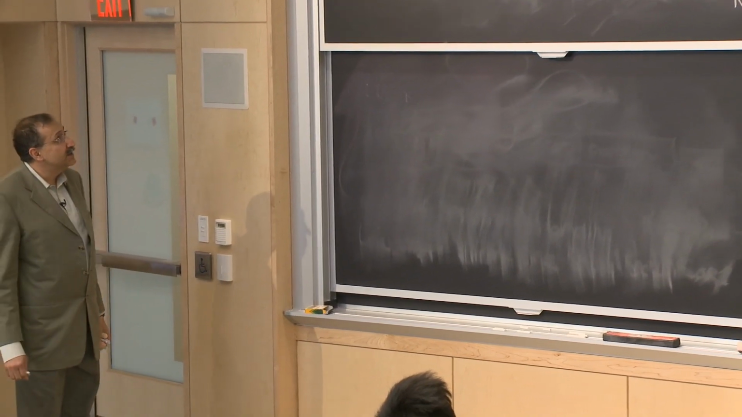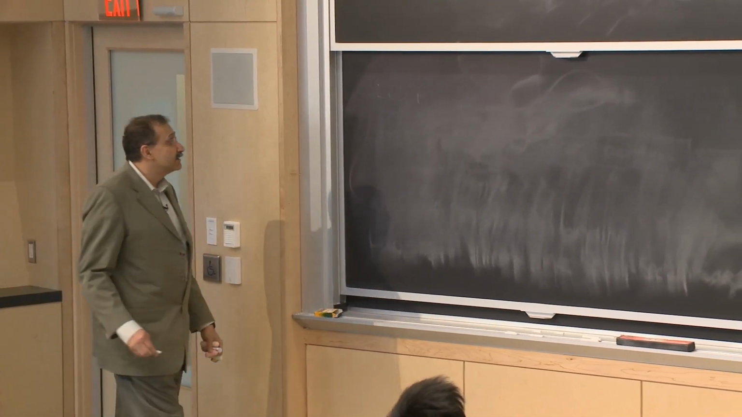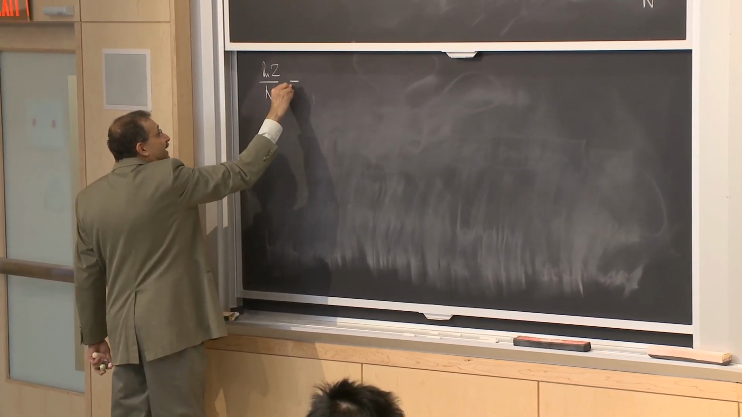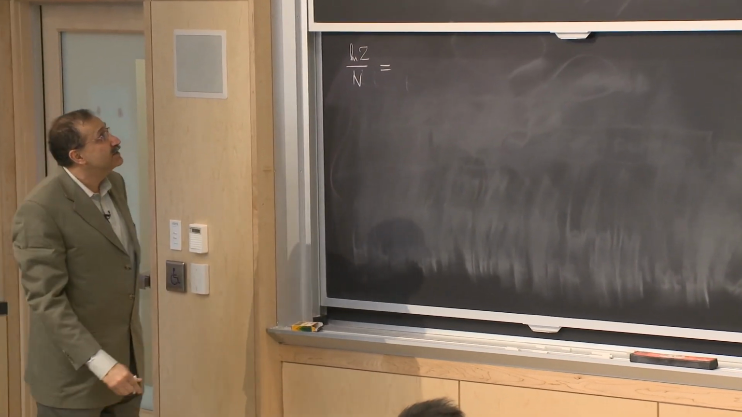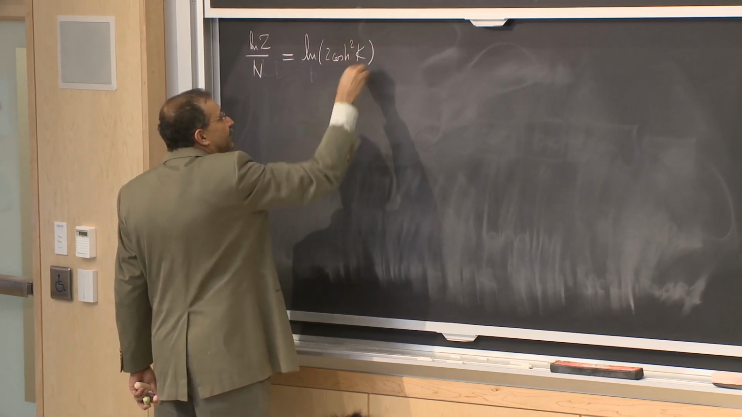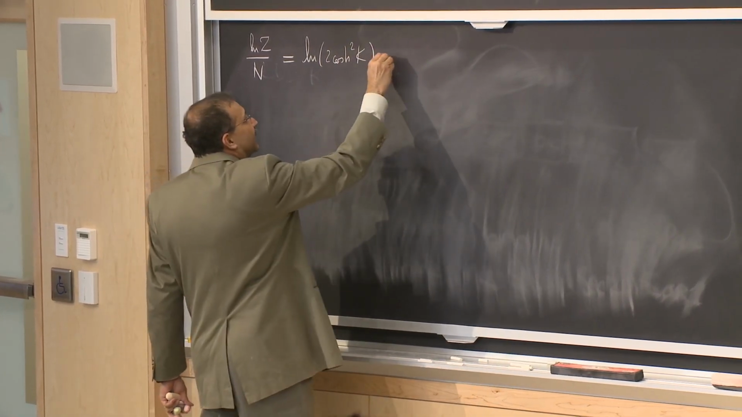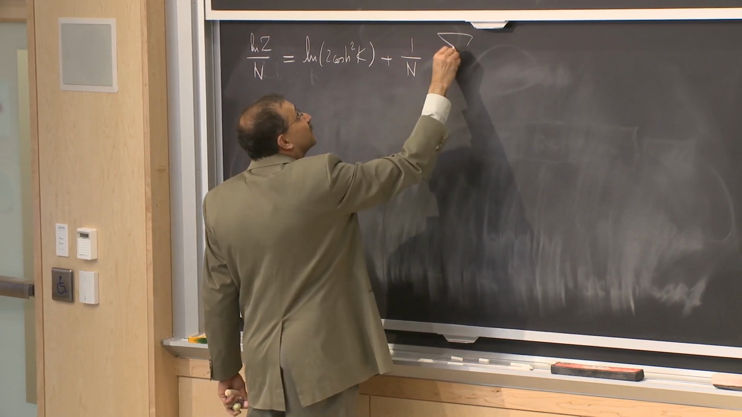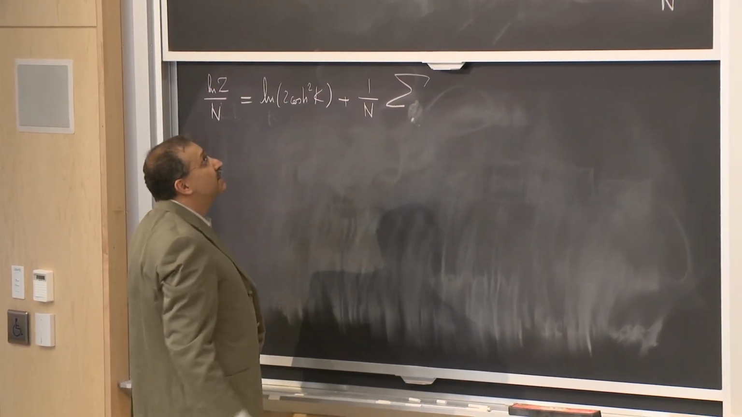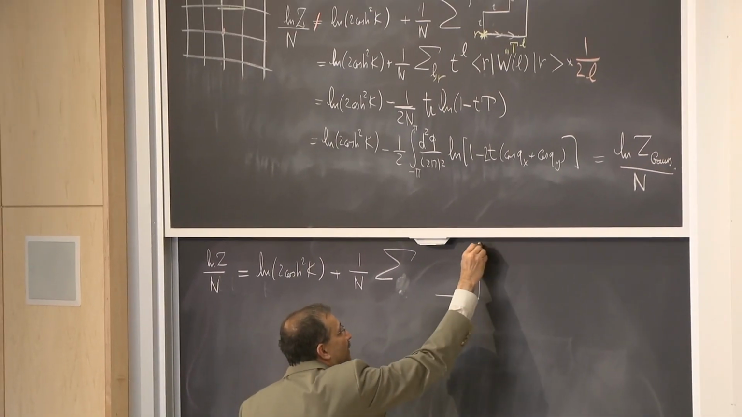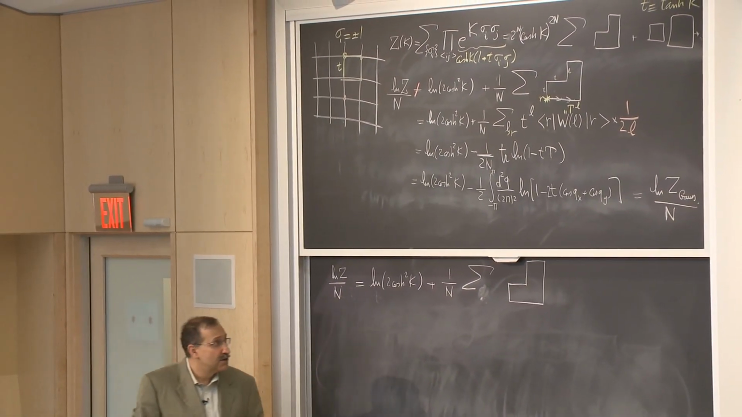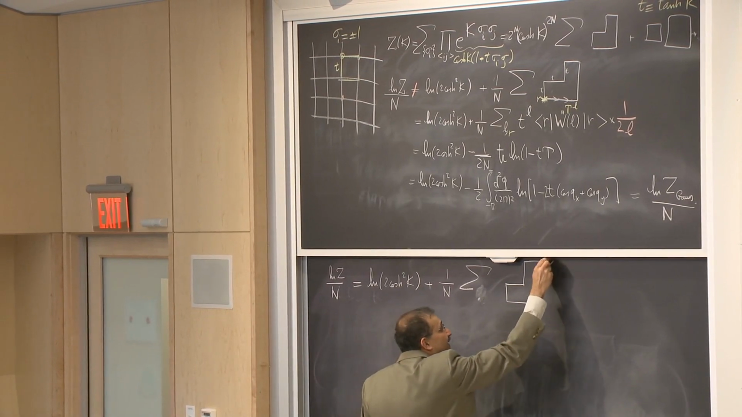But then we said, okay, we can do better than that. And we said that log z over n actually does equal a very similar sum. It is log 2 hyperbolic cosine squared k, and then I have 1 over n, sum over all kinds of loops, where I have a similar diagram that I draw, but I put a star.